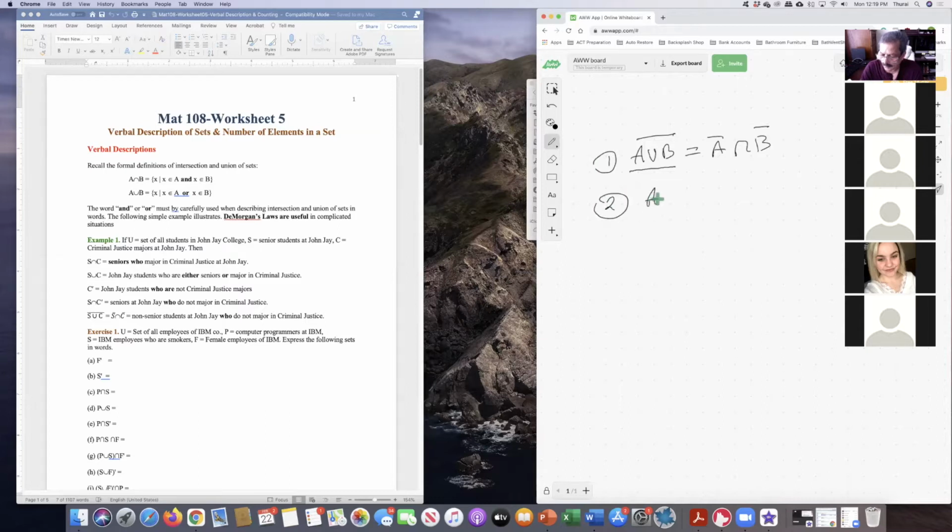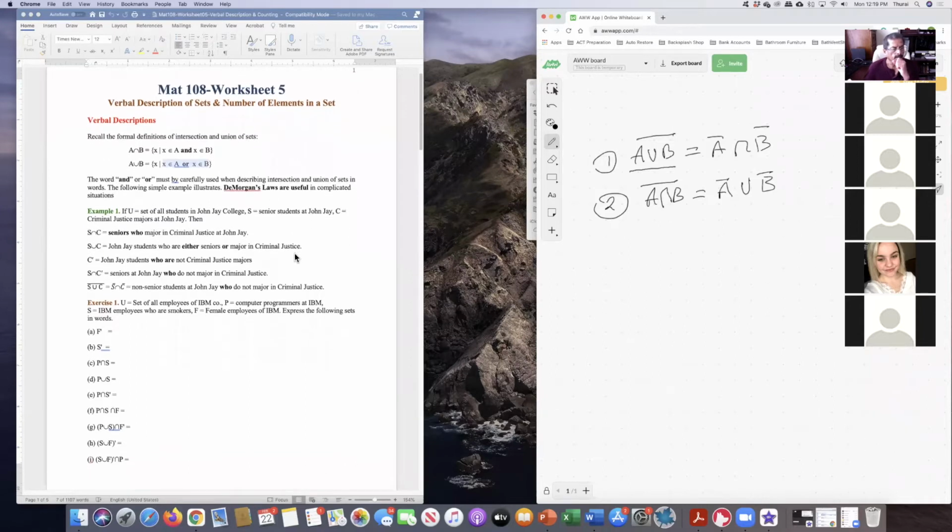The second one is if you have intersection first and then complement, then you get the complements' union. The operation is opposite for the other side. So these two are the De Morgan's laws. Don't be surprised if one of the test questions asks you to write the De Morgan's laws, because it's so important that it can be a test question.